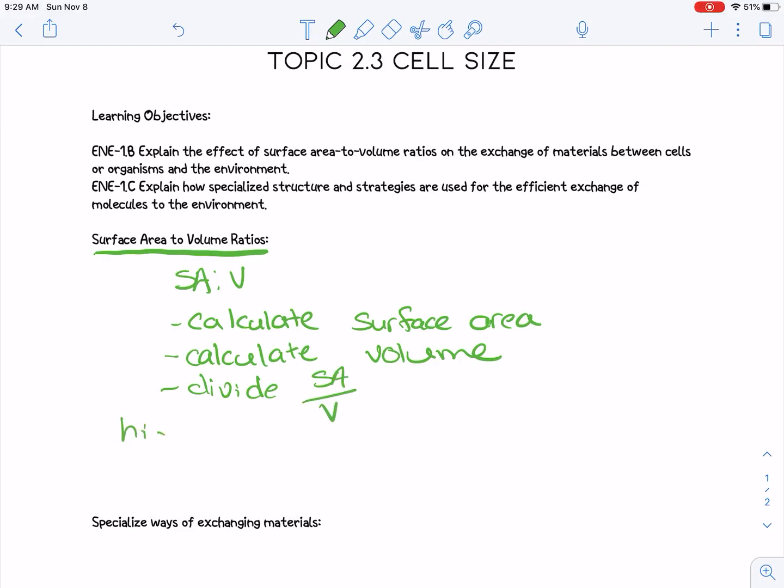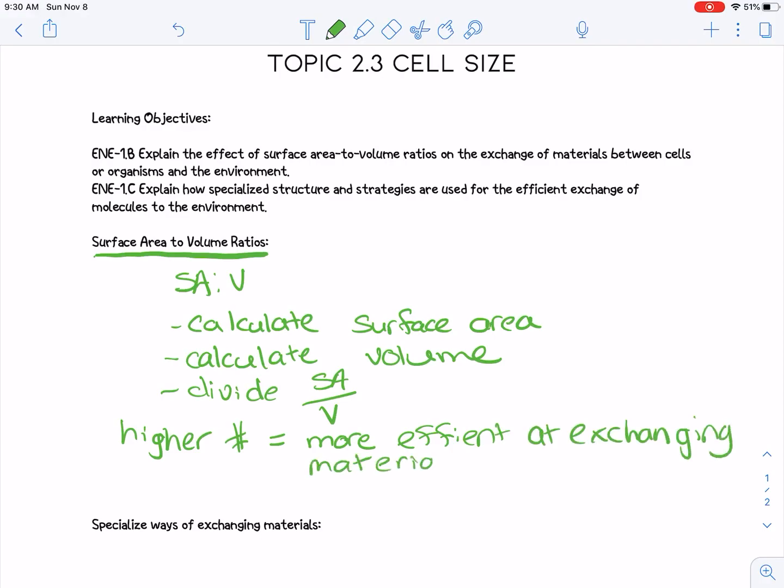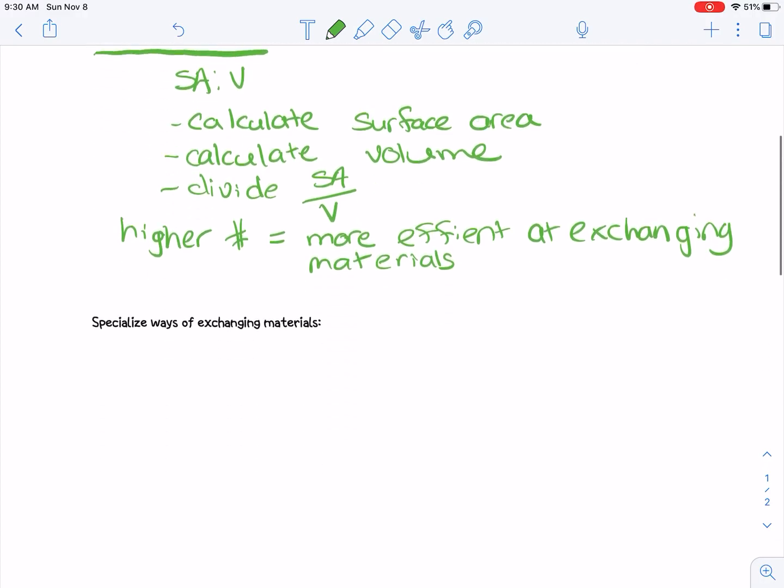The higher the number, obviously, the larger the surface area to volume ratio is. And that means it's more efficient at exchanging materials with their environment. So let's look at some examples of specialized ways that has happened.